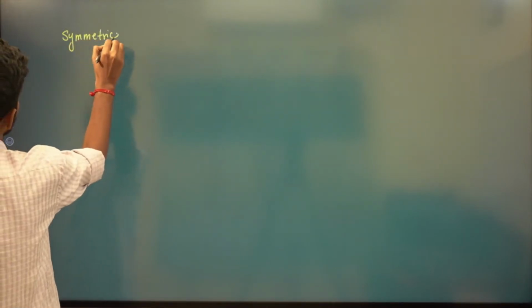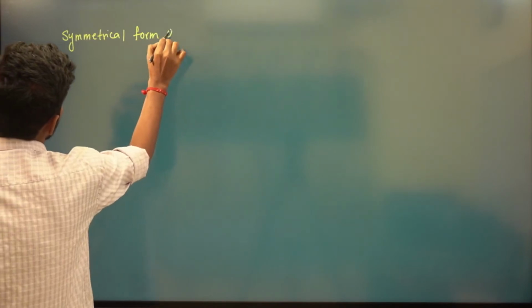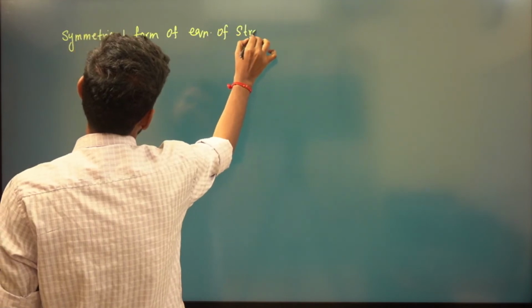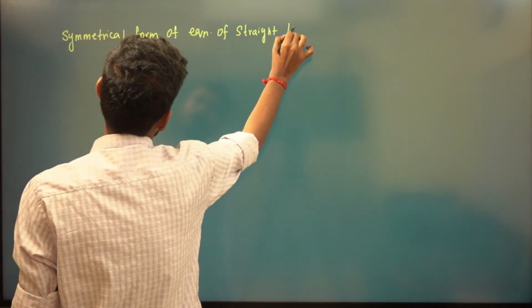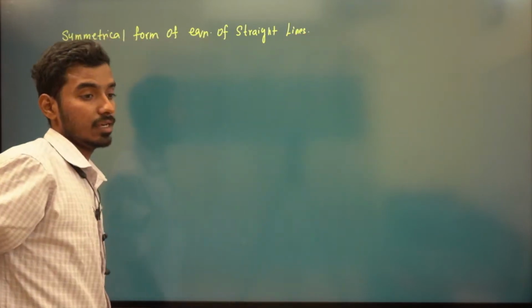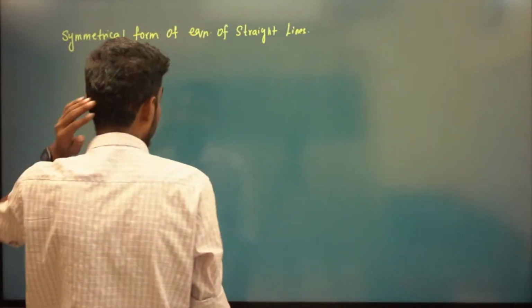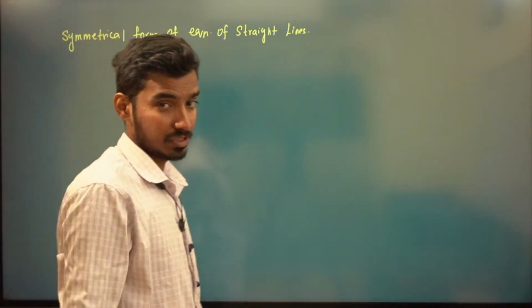So first we will define the symmetrical form of equation of line, very important. So recall all the previous concepts, especially direction ratios, direction cosines, angle between lines and angle between planes, because we will be using all of them in this class.